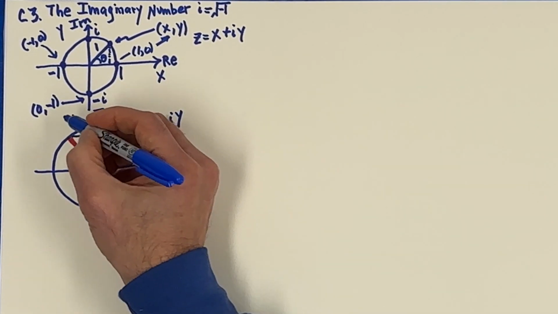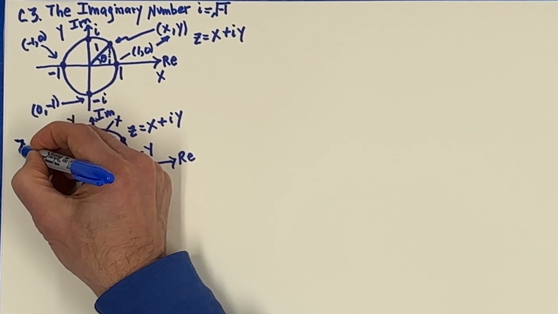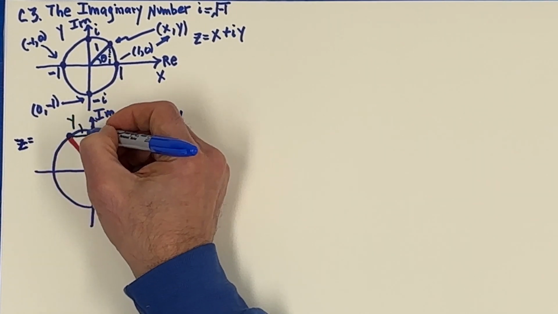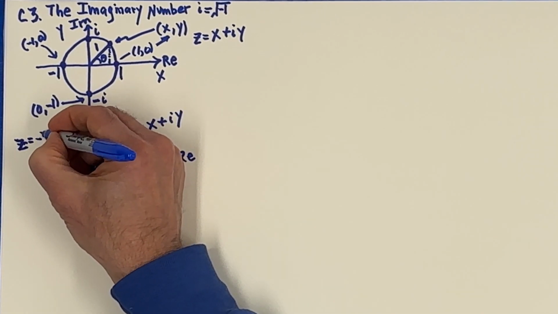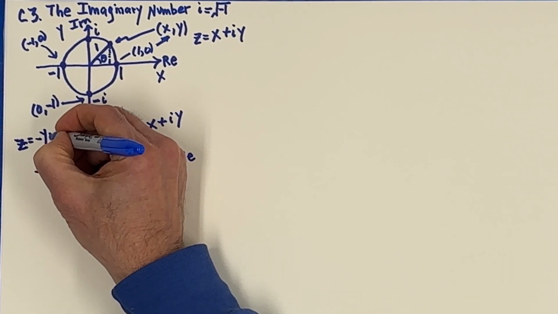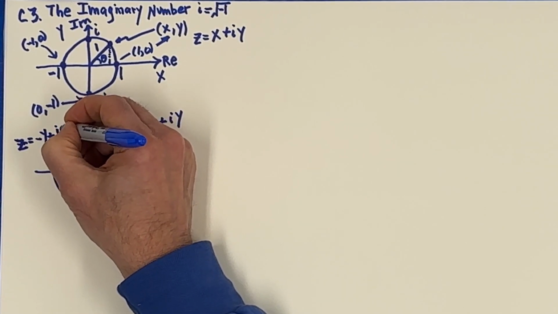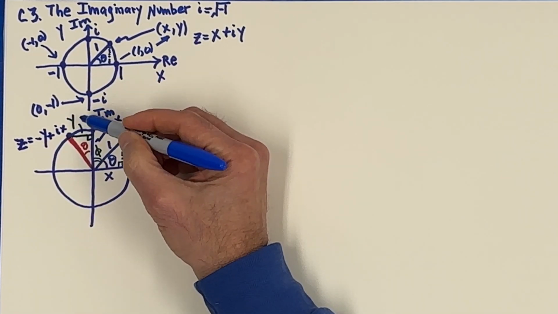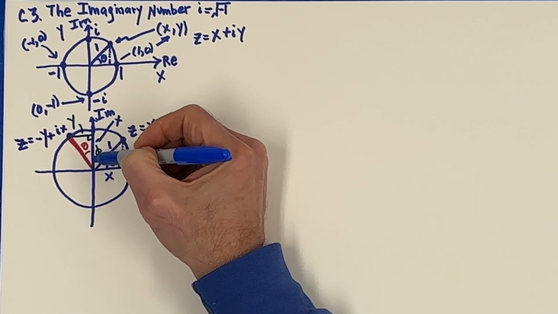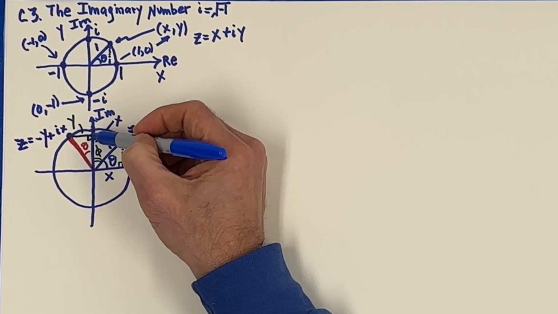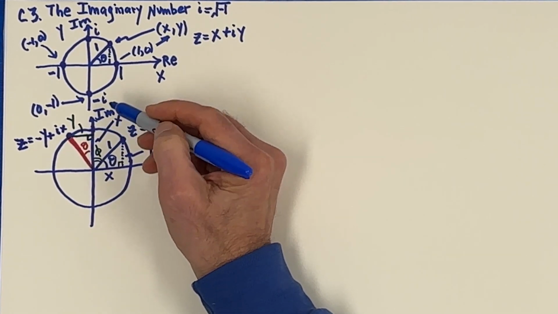So that means this point here, the complex number for this point here will be minus y plus ix. So you have ix get you here, and then minus y, distance in that direction.